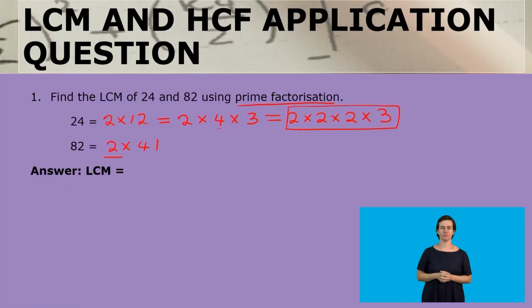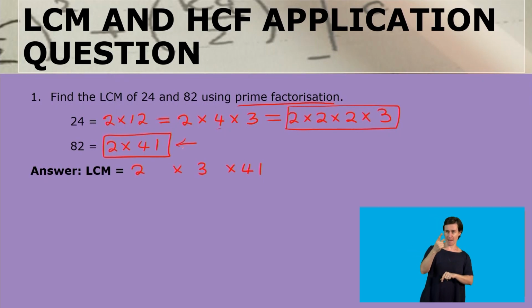Remember, when we are finding the lowest common multiple, the first thing I am going to do is list all the factors that I can see. So I am focusing on those prime factors and these prime factors. The ones that I can see, without repeating any factor, are our 2, our 3, and our 41. So those are all the factors that I can see. But because I am looking for the lowest common multiple, I have to choose the one with the highest frequency.